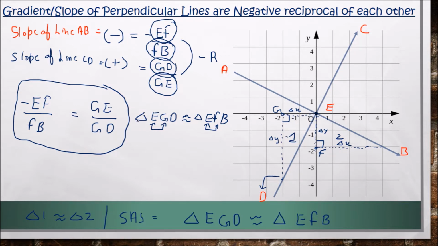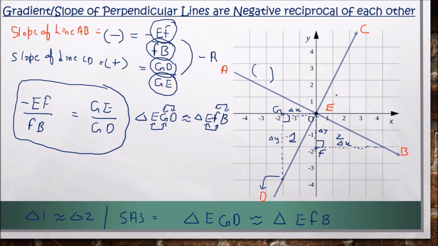What about FB? Now FB is equal to GD, which is right here. FB is equal to GD. So that's why we can say that these two sides are equal, and these two sides are the sides of these two lines which are perpendicular to each other. Why are they negative reciprocals of each other?